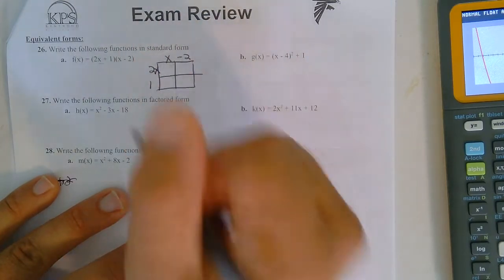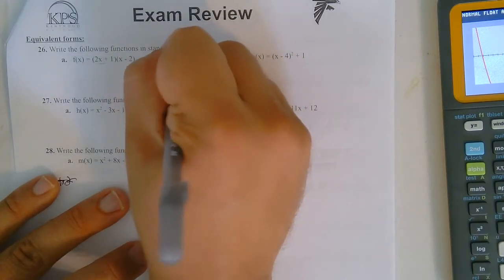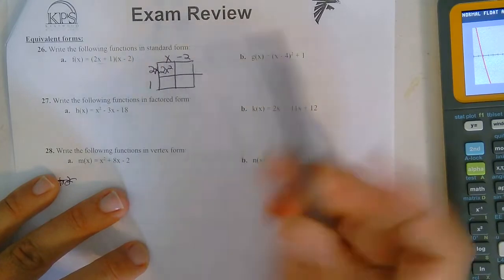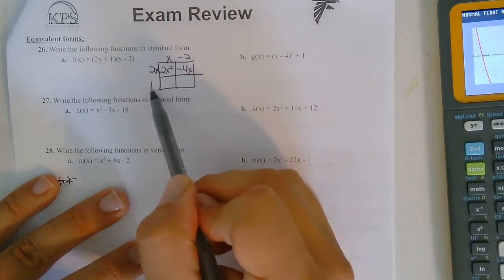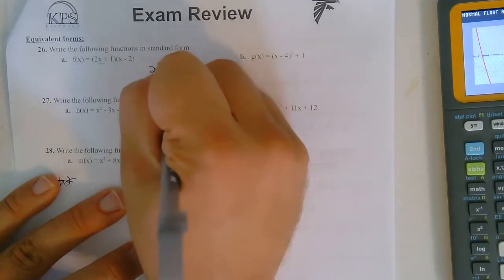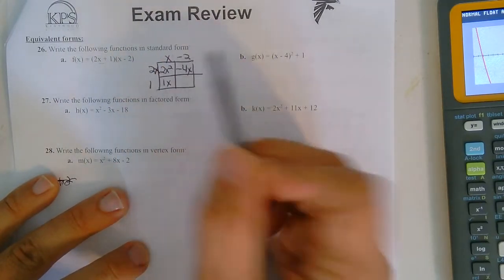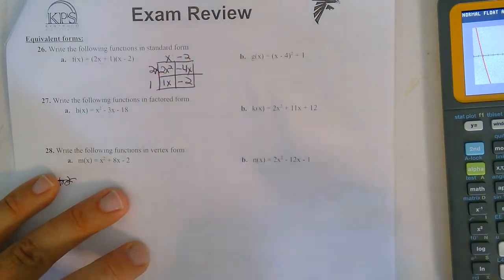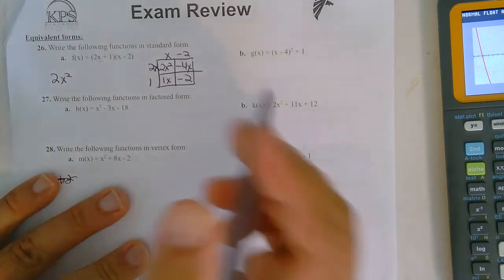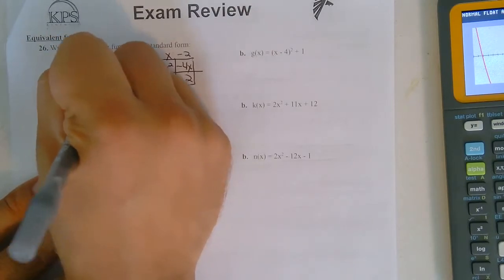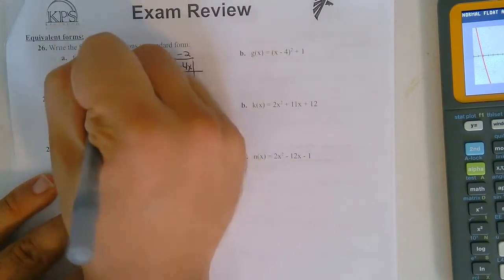So 2x times x is 2x squared. And 2x times -2 is minus 4x. 1 times x here is 1x, and 1 times -2 is -2. So here we have 2x squared, and then minus 3x and minus 2.